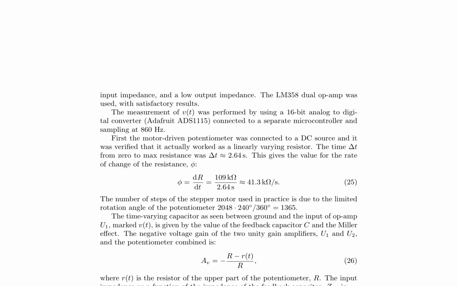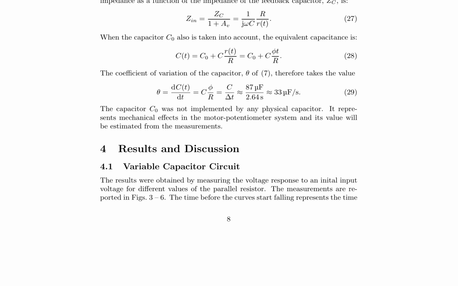The negative voltage gain of the two unity gain amplifiers and the potentiometer combined is given by equation 26, and the input impedance as a function of the impedance of the feedback capacitor is given by equation 27. When the capacitor C0 is taken into account, the equivalent capacitance is given by equation 28. The coefficient of variation of the capacitor theta is given by equation 29.